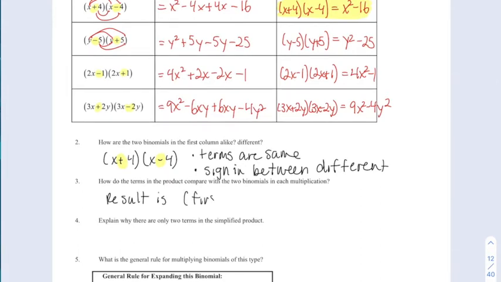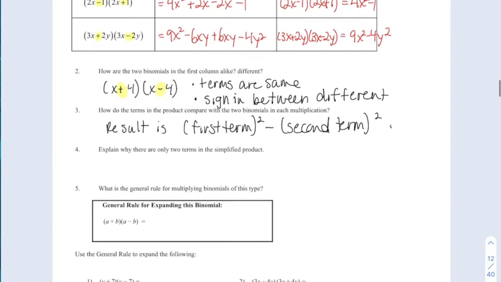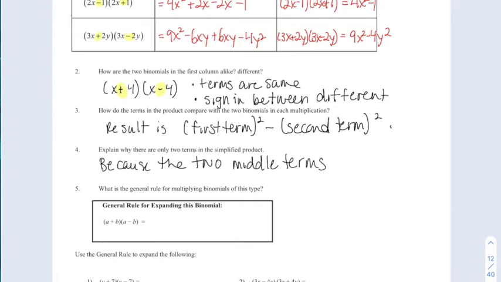first term squared minus second term squared. And explain why there are only two terms in the simplified product. I think we can say that because the two middle terms cancel out, and that's because of the signs.